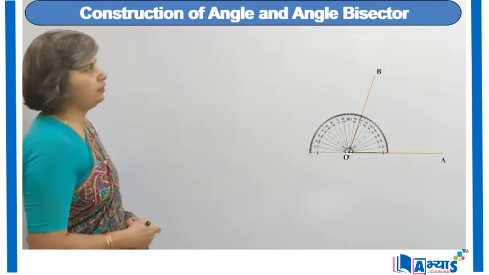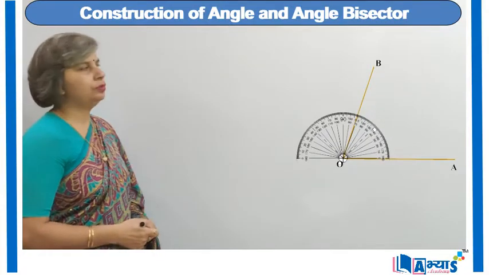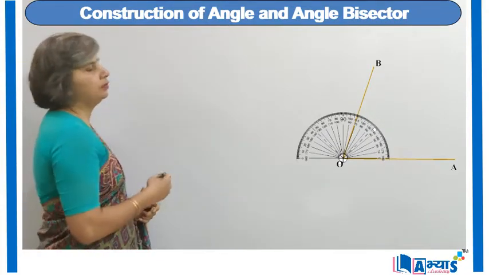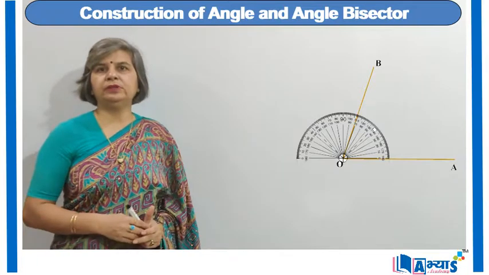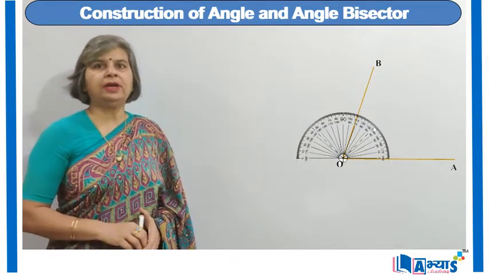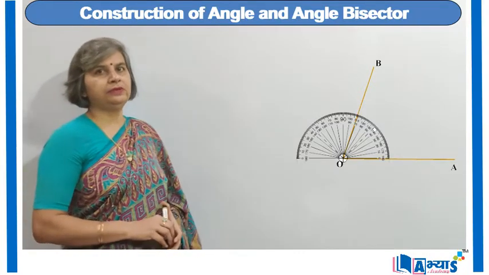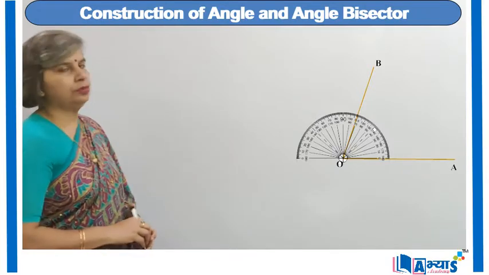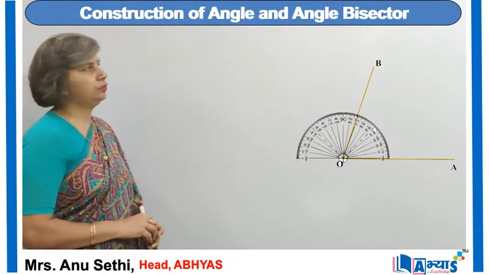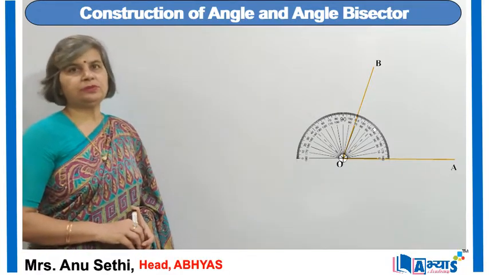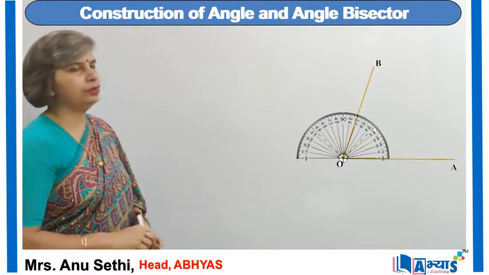The first step will be to draw a line OA, and taking O as the point, coinciding with the protractor, I will make an angle of 72 degrees. So BOA is an angle of 72 degrees. So this first step is to draw a ray OA.